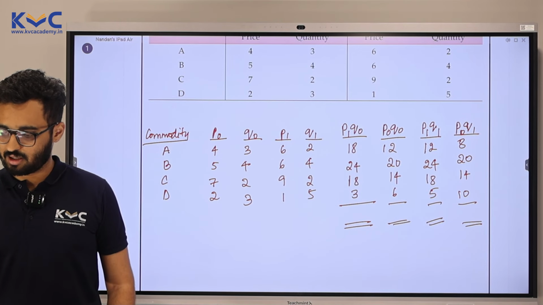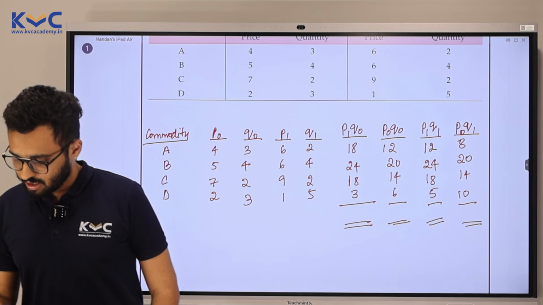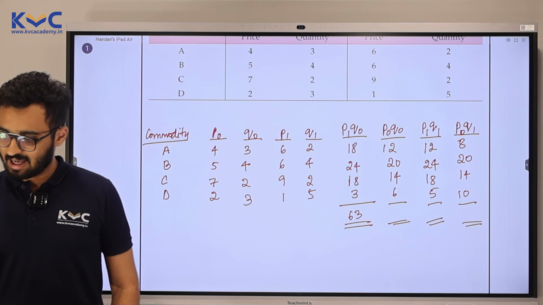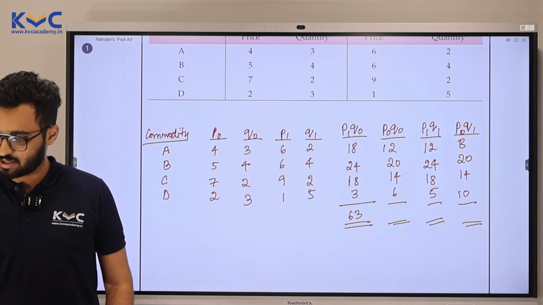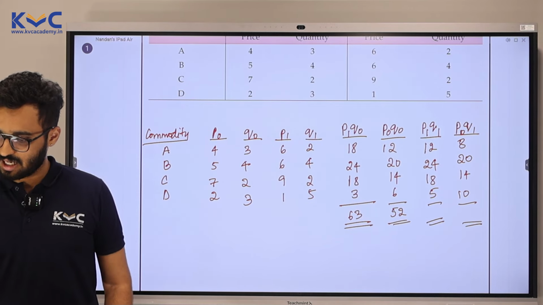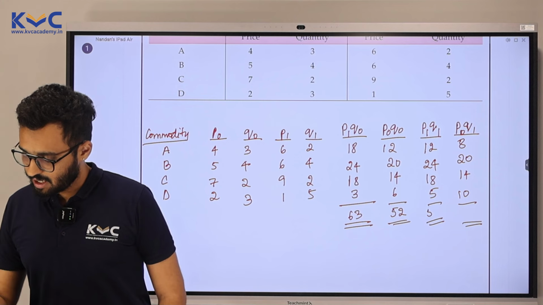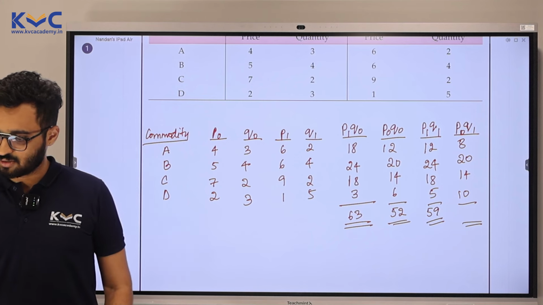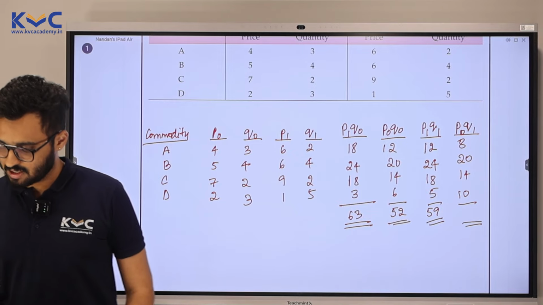So 18 plus 24 plus 18 plus 3, it is 63. 12 plus 20 plus 14 plus 6 is 52. 12 plus 24 plus 18 plus 5, 59. 8 plus 20 plus 14 plus 10 is 52.